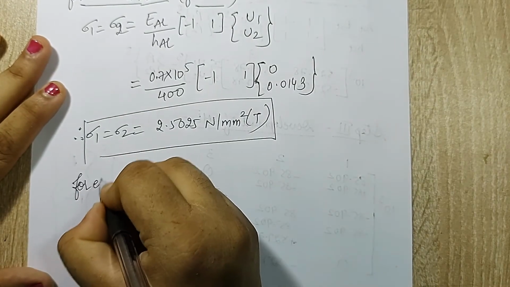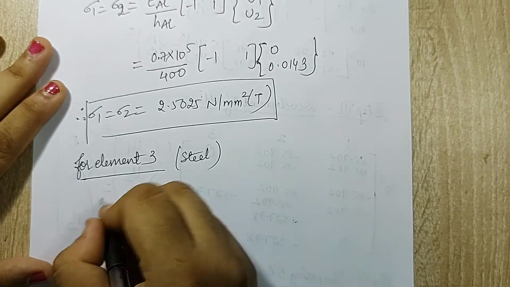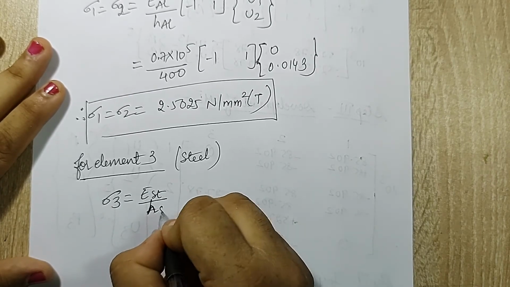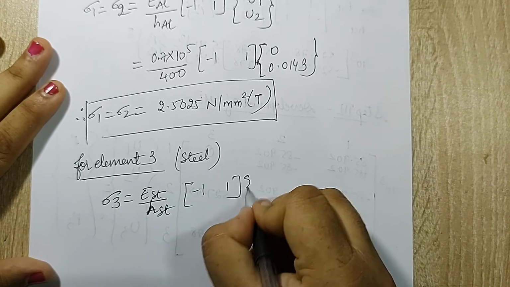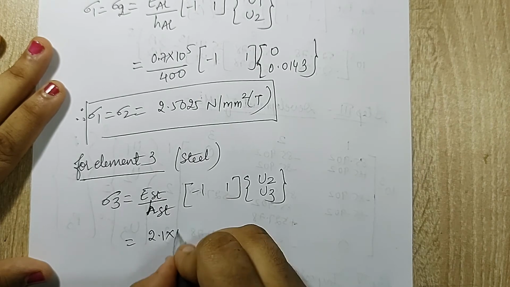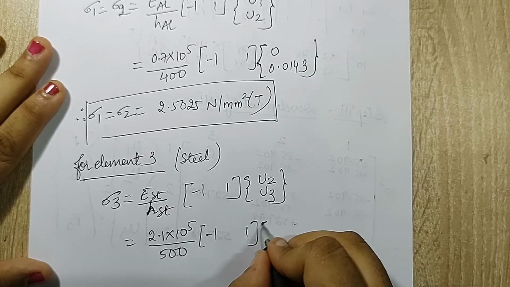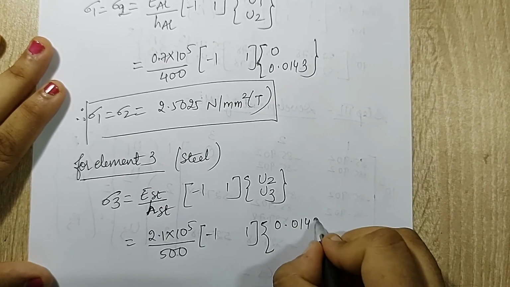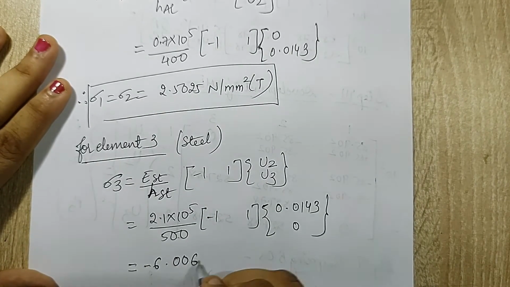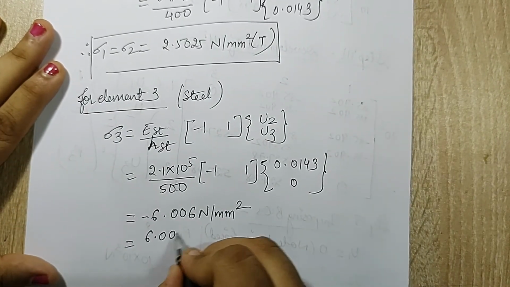Next, I'll go for element 3, which is steel. So sigma 3 will be E of steel upon H of steel minus 1 U2 U3. This is given as 2.1 into 10 raised to 5. The length is 500 minus 1. U2 is 0.0143. U3 is 0. On solving, I get this value as minus 6.006 Newton per mm square. The negative sign will be justified as compressive.